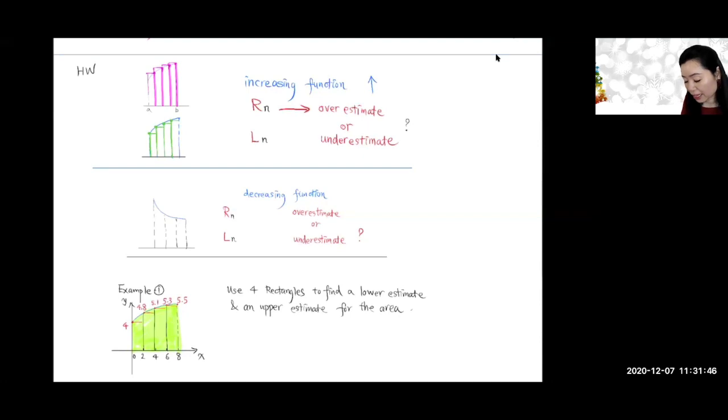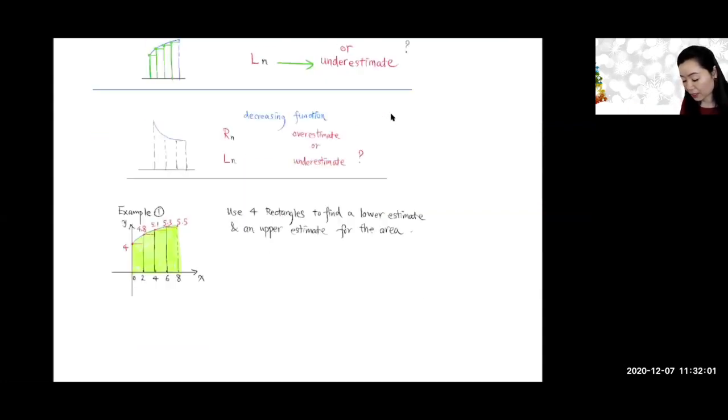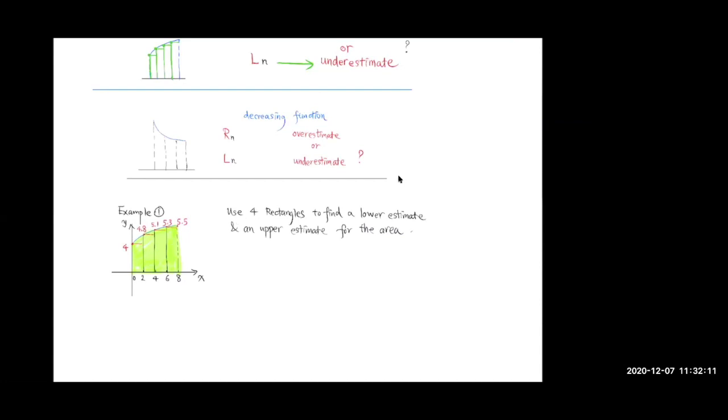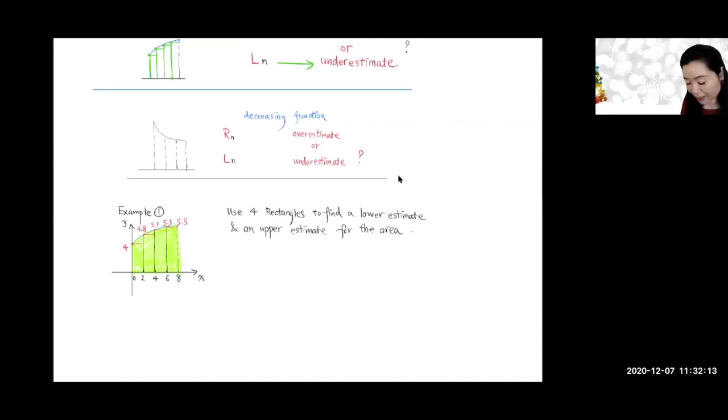And if you use the left endpoint, the left endpoint is the lowest point in each subinterval, so that will be an underestimate. Now vice versa, if you have a decreasing function, using the right endpoint, that will be what? Under or overestimate? Underestimate. And using the left endpoint, that will be overestimate.